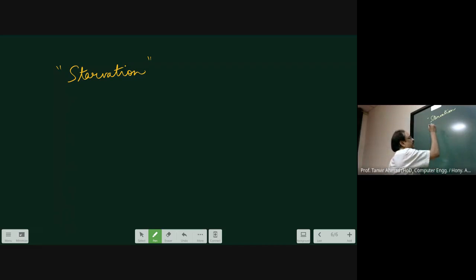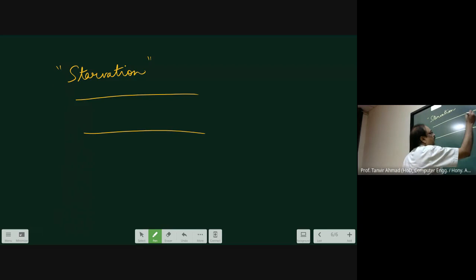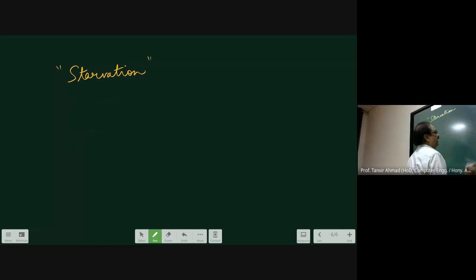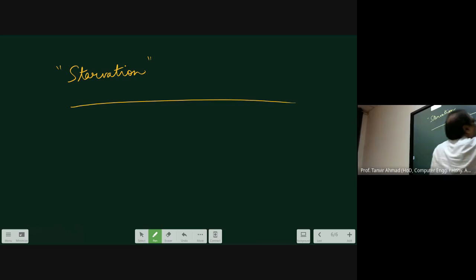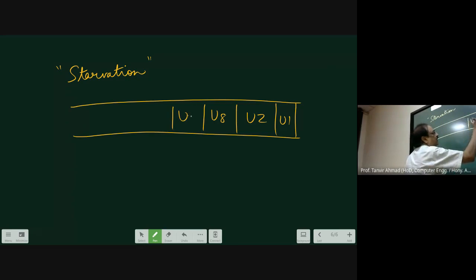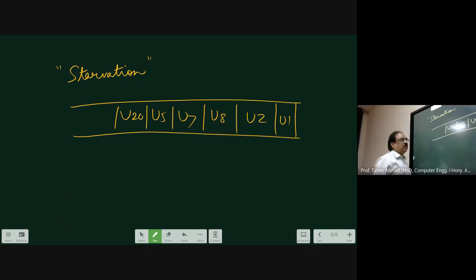Now how does it happen? Let us try to draw it like this. Suppose this is a very, very long queue, with user number 1, user number 2, user number 8, user number 7, user number 5, user number 20, and so on. And suppose you are at this place with priority number 4. This one has priority number 3, this 3, this 2, this 2, and this 4.